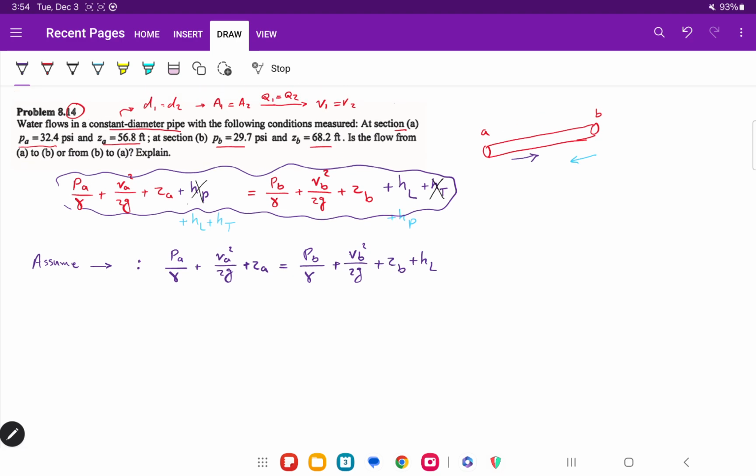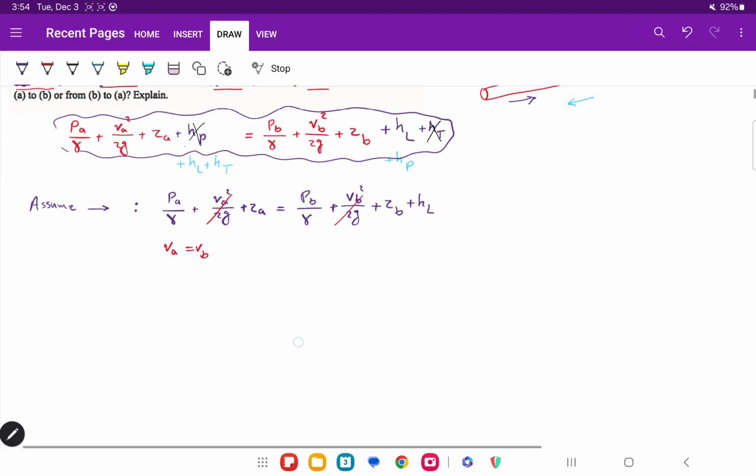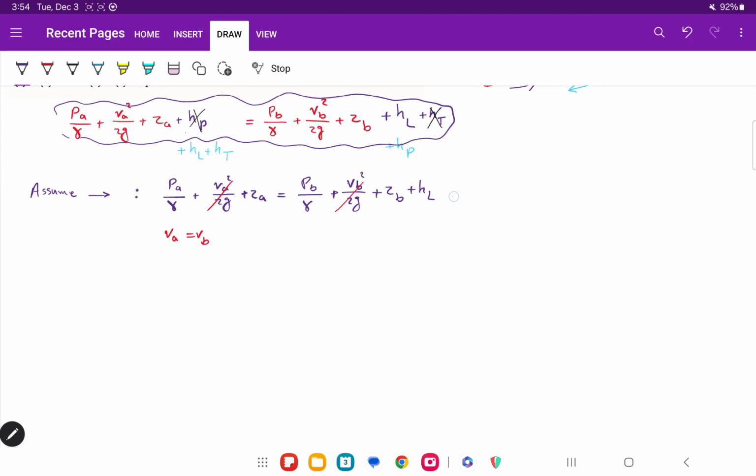Since the diameter is constant, we know that VA equals VB, so these terms are gone, and we have pressure and elevation at points A and B. So from this you can understand that HL equals PA over gamma minus PB over gamma plus ZA minus ZB.